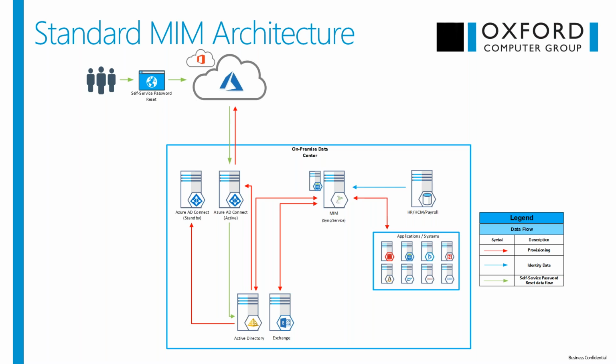MIM typically gets its identity source data, or its authoritative source, from a source of truth, usually the HR or HCM system. There can be multiple of those systems based upon mergers and acquisitions. It typically provisions those to AD, Exchange, and various other data repositories or applications, depending on how MIM is configured. I've also included Azure AD in this picture, which is connected through Azure AD Connect.